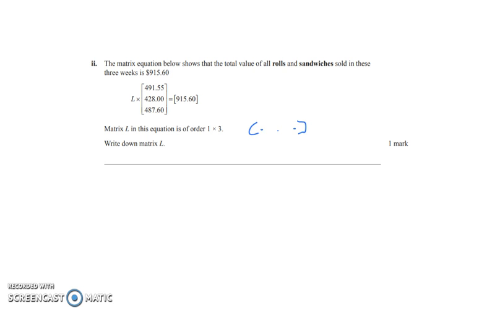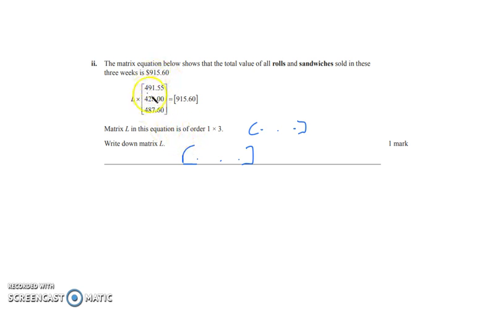An answer to this one could be very commonly written as the matrix 1, 1, 1, but we need to identify that in this question, if we add up these values, it doesn't actually equal $915.60. So 111 cannot be the answer, and I reckon this is what a lot of students would have got wrong in this question. So what we need to do is work out what these 3 values here are going to be to add up to 915.